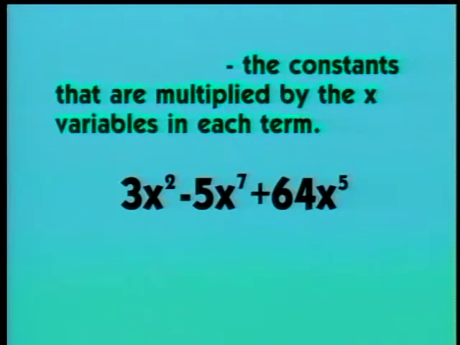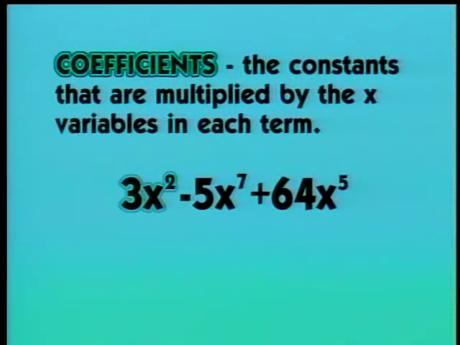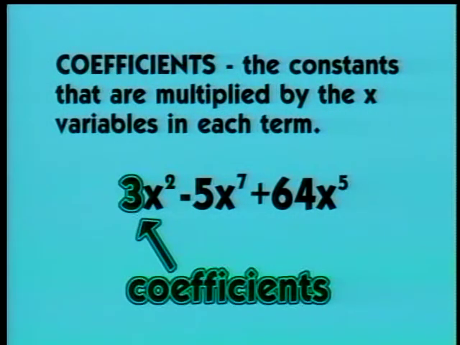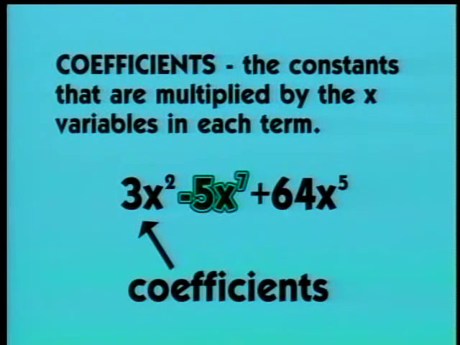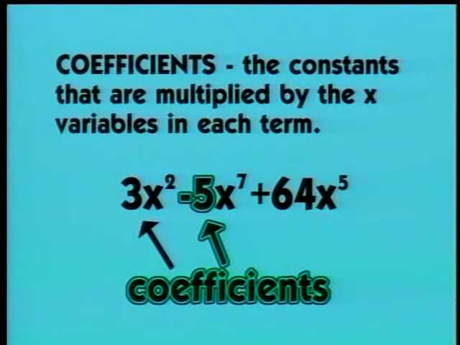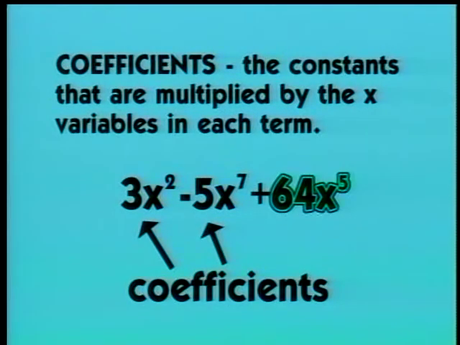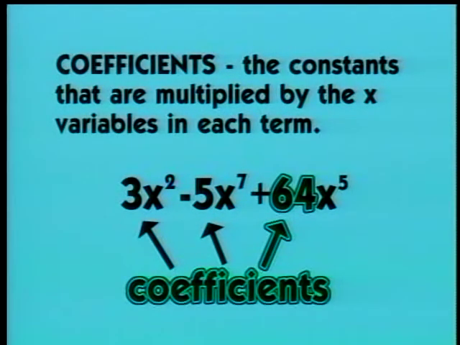Cool? The constants that are multiplied by the x variables in each term are called the coefficients. In 3x squared, 3 is the coefficient of x squared. In negative 5x to the 7th, negative 5 is the coefficient of x to the 7th. And in 64x to the 5th, 64 is the coefficient of x to the 5th. So, that covers the basic terminology that we use when discussing functions. All right, let's move on!